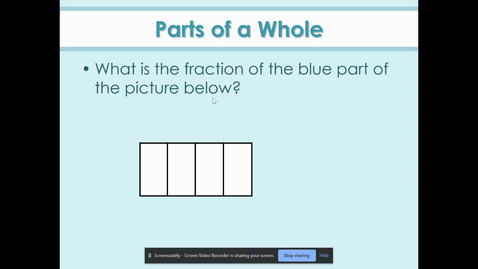All right, the last one. What is the fraction of the blue part of the picture below? Well, we know that we have 4 total pieces, right? Our denominator, 4 total pieces. If we only have 1 colored in, our fraction is 1/4. If we have 2 colored in, our fraction is 2/4 or half. If we have 3 colored in, our fraction is 3/4. And if we have 4 colored in, our fraction is 4/4 or 1 whole. That entire picture is colored in with blue.